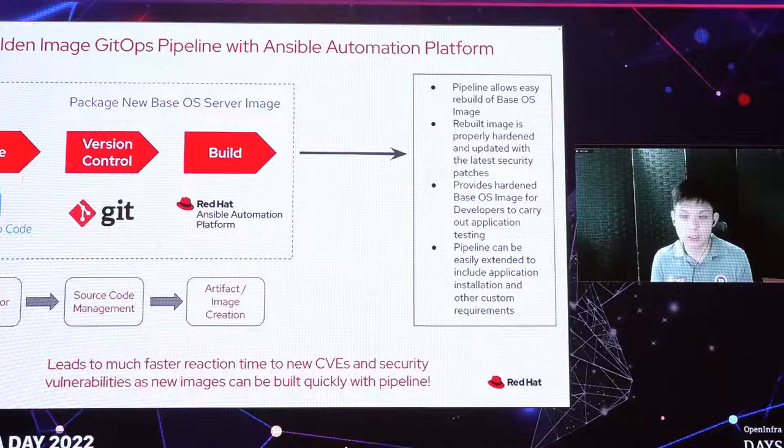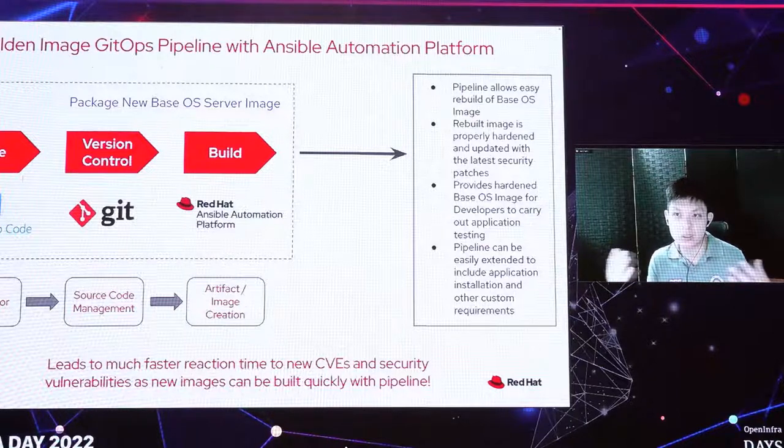If we have a good process in place, everyone is able to use something that is consistent and hardened and always with the latest security patches. Then we can extend the pipeline to include things like application installation or other custom requirements. For instance, you may need to install antivirus on your Windows image, or you may need to install other agents, the storage agents, the backup agents, or whatever that may be. Those things can also be included as part of the whole pipeline itself. You can then create an artifact accordingly just by using tools like Ansible.